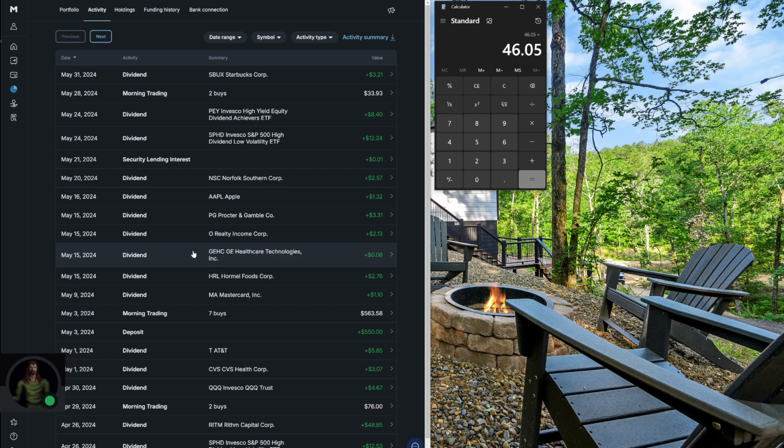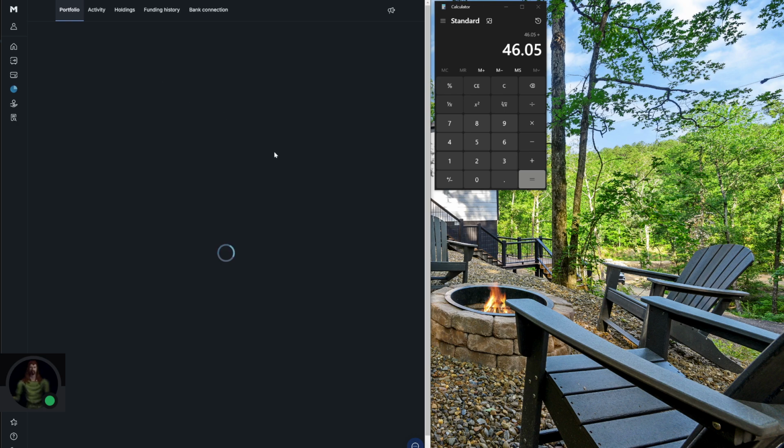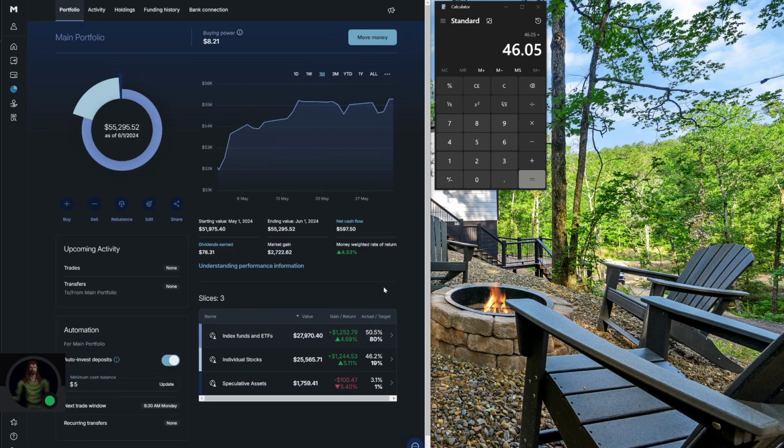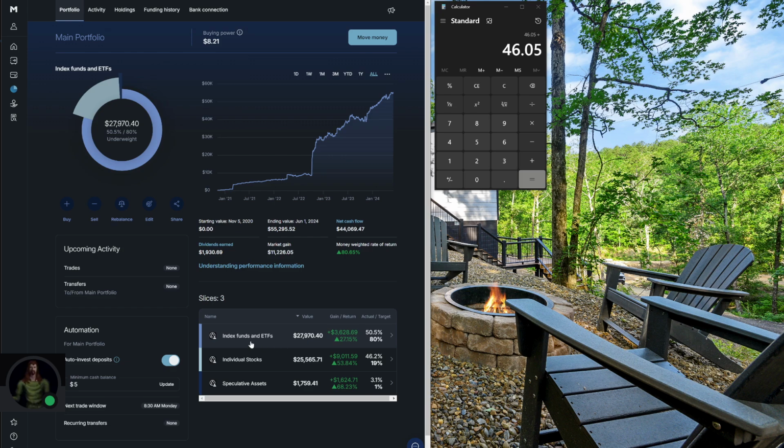Month of May is usually a slow month too. June, there'll be a lot more dividends coming in, but not bad. And I mean, we're up so far. This portfolio showed a money weighted rate of return at 80%, with an $11,226.05 market gain, and $1,900 of that is from dividends, and up in all three of my categories.